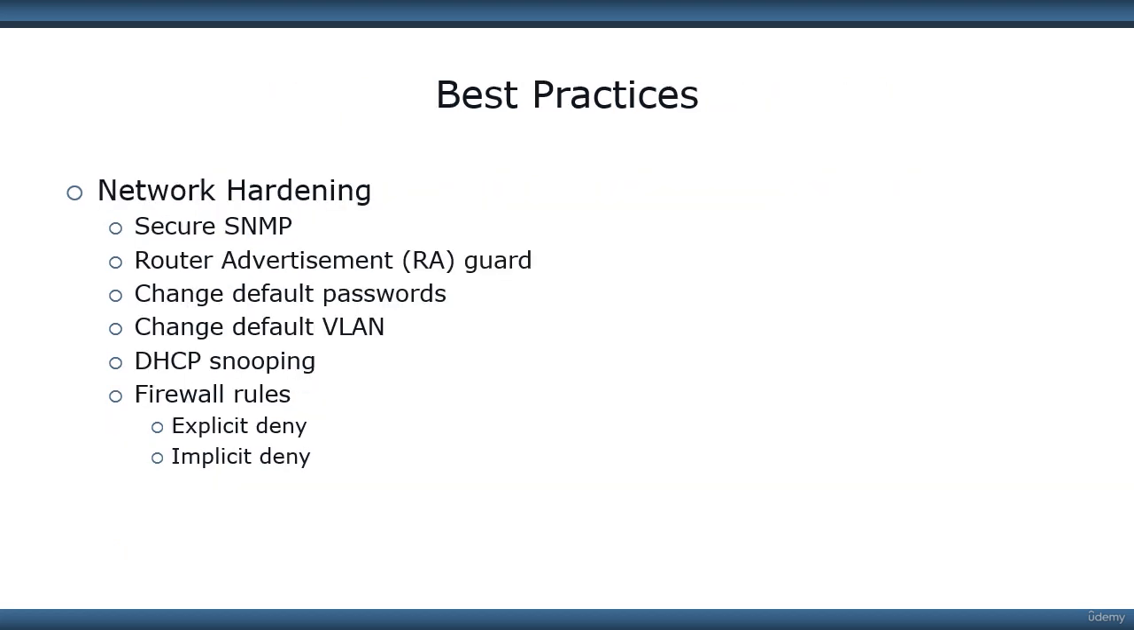Here are some additional best practices for network hardening. Securing SNMP. SNMP is used to monitor network devices, obtain information about those network devices, and even configure those network devices. So it stands to reason that that's a lot of power with that protocol, and we need to secure it as much as possible using encryption and community names.